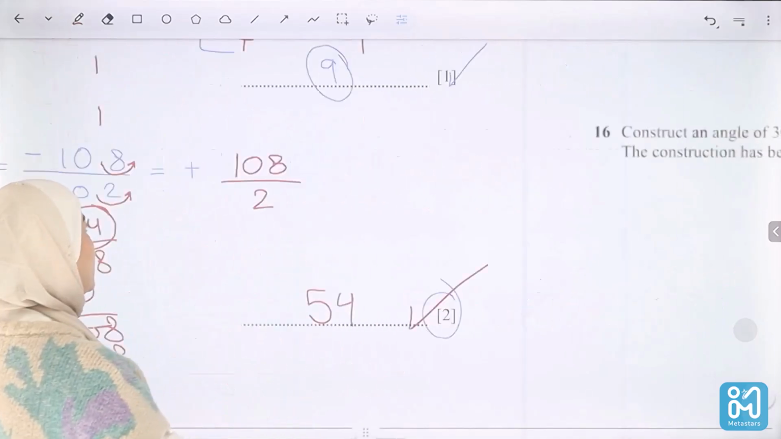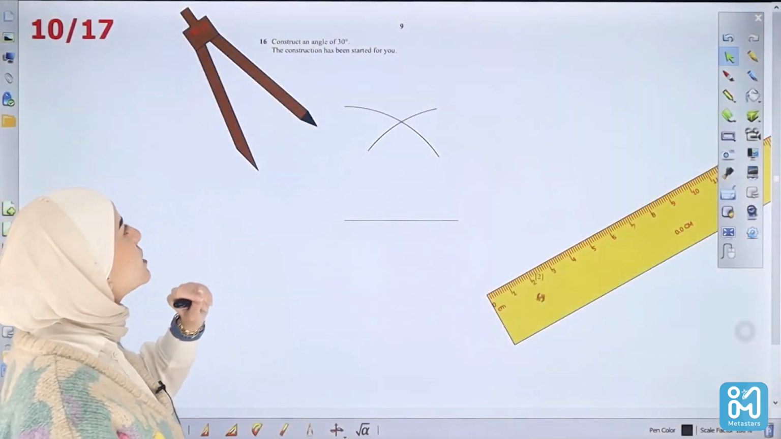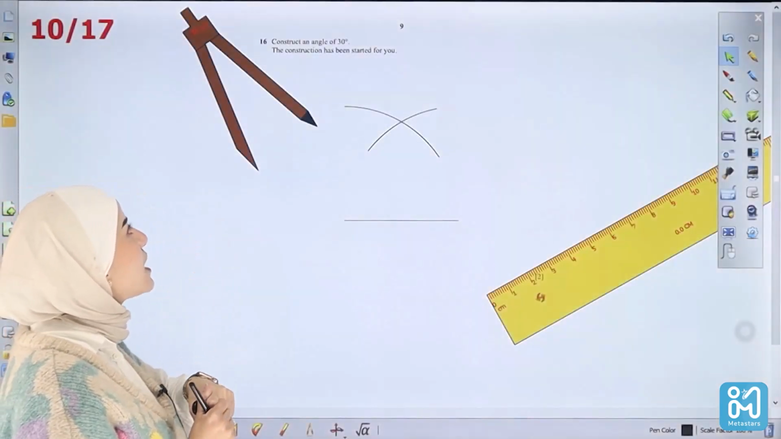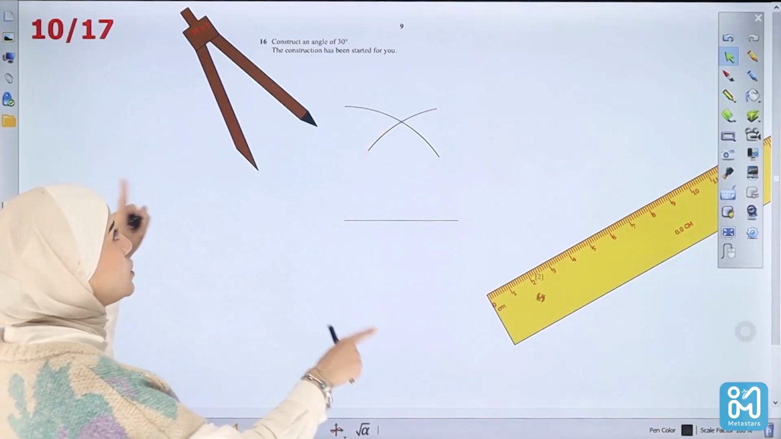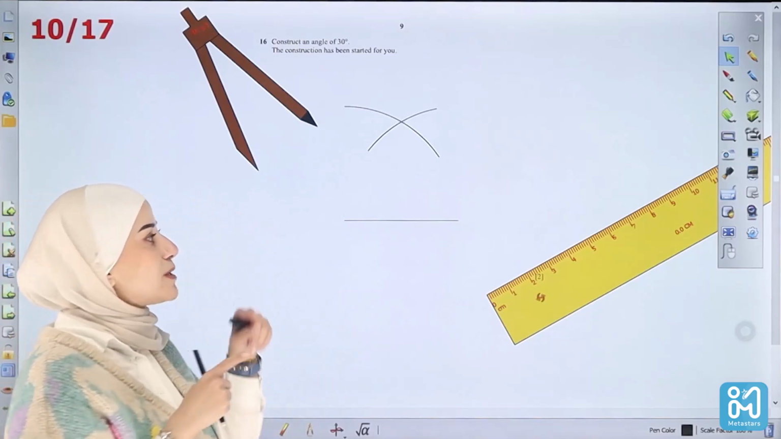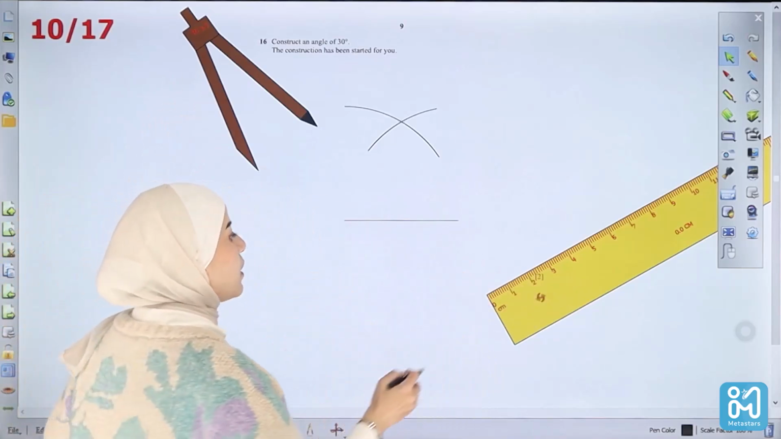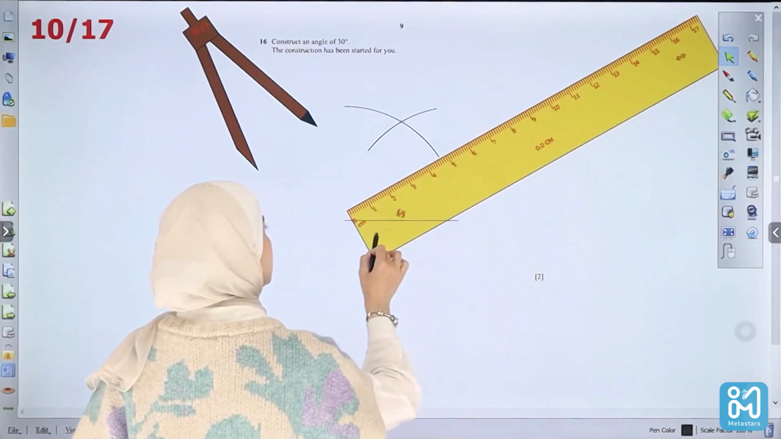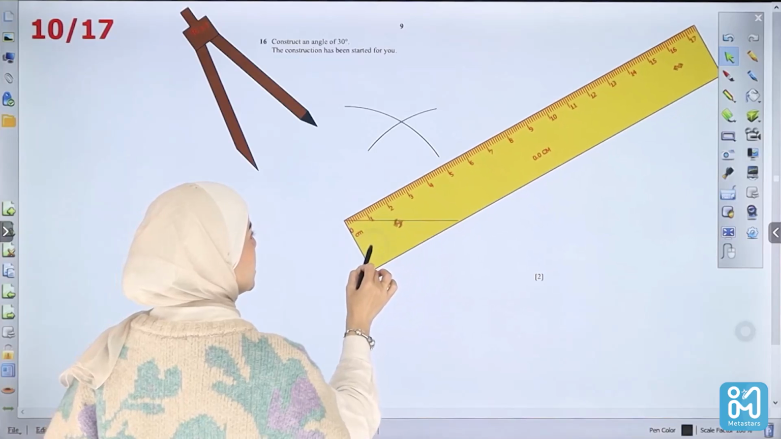Question 16. Construct an angle of 30 degrees. The construction has been started for you. They already constructed this one for us. In order to construct this, we need our geometrical instruments: the compasses and the ruler. I'm going to start by using the ruler to join the center of this line to the construction that has been already made for us.